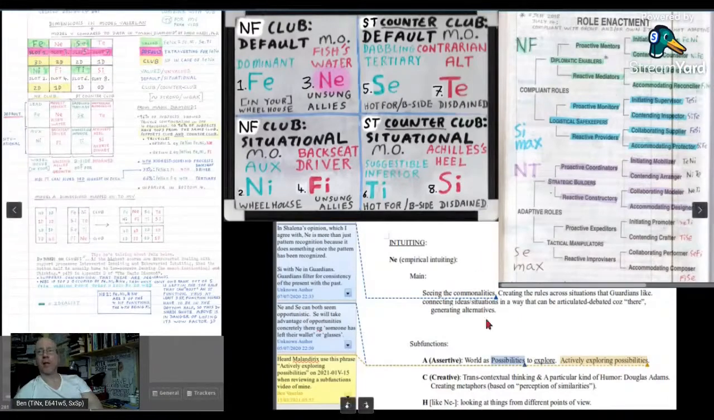So you can see what's there. I don't want to spend too long on the subfunctions. They're just a bonus. Looking at things from different points of view, I can maybe see ENFJ doing that. But not this actively explorer, not unless it contradicts NI. It's not so much acting on it, it's information in the background. But yeah, I could imagine they do that, again if it serves the FE, because it's not valued, it's an unsung ally.